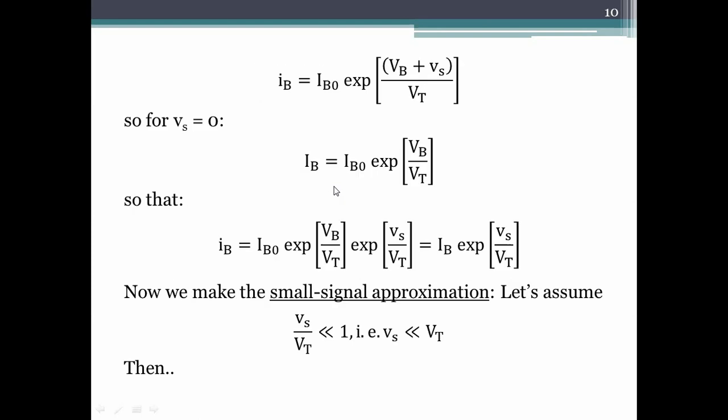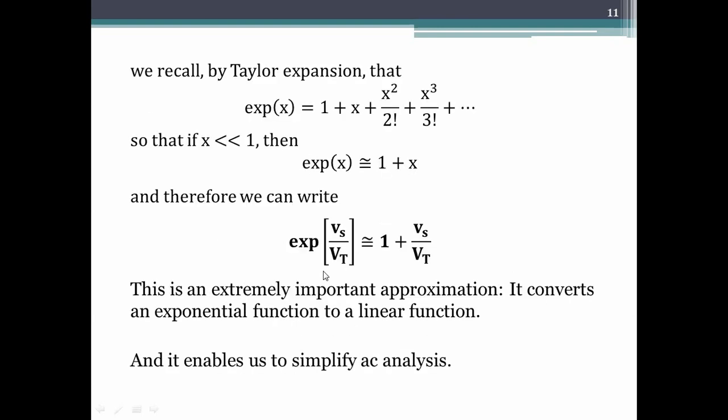So let me just go back. We have e raised to Vs by Vt, and we are saying Vs by Vt is much less than 1. So we say e raised to Vs by Vt can be written approximately as 1 plus Vs by Vt. This is the most important aspect of making the small signal assumption: we are converting an exponential function to a linear function. And this is what will allow us to simplify doing our AC analysis.